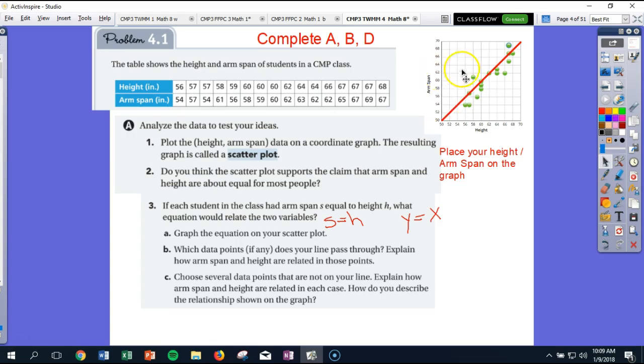As you'll notice, you can go anywhere and see that the measurements are the same, 62 here, 62 there, anywhere along the graph. It asks which data points, if any, does your line pass through? So which ones does it directly pass through that are already on the graph? And explain how arm span and height are related to those points. And choose several data points that are not on your line. Explain how arm span and height are related in each case. Describe the relationship shown on the graph. Okay, so are they taller or is their arm span longer? Give some relationships like that.